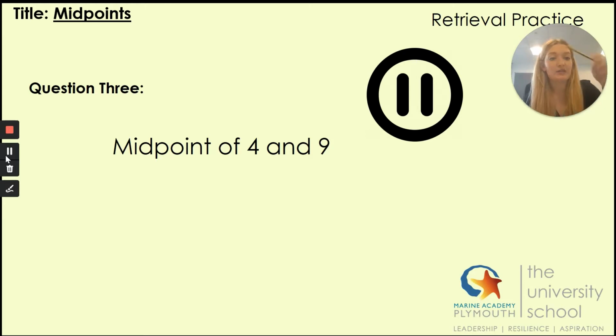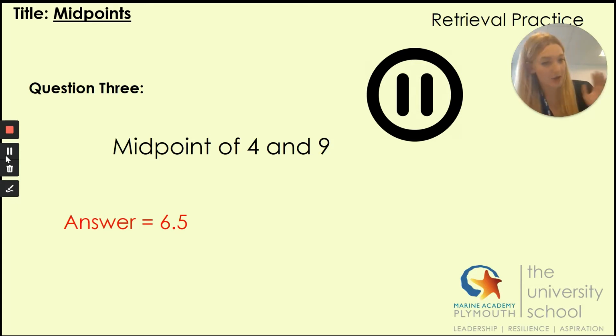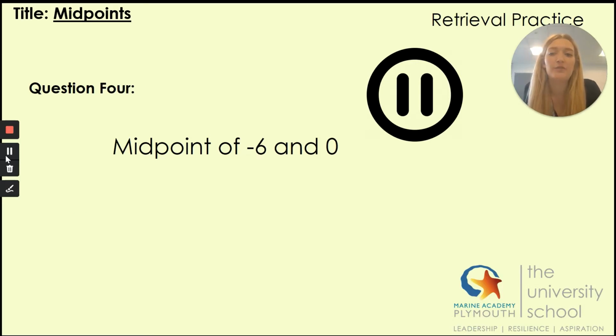And 3, 2, 1, pen drop, green pens up, and ticking. Your answer should be 6.5 there. Decimal answers getting a little bit trickier. Really well done, guys. Question 4, midpoint of -6 and 0. Thinking you're adding -6 and 0, then dividing by 2, you're halving it.